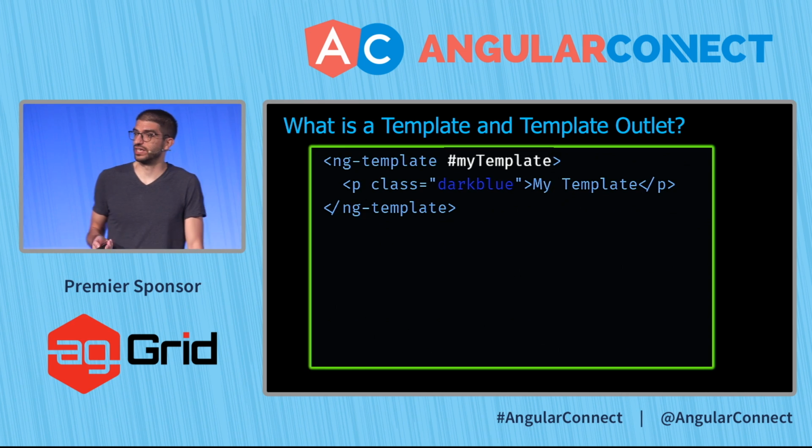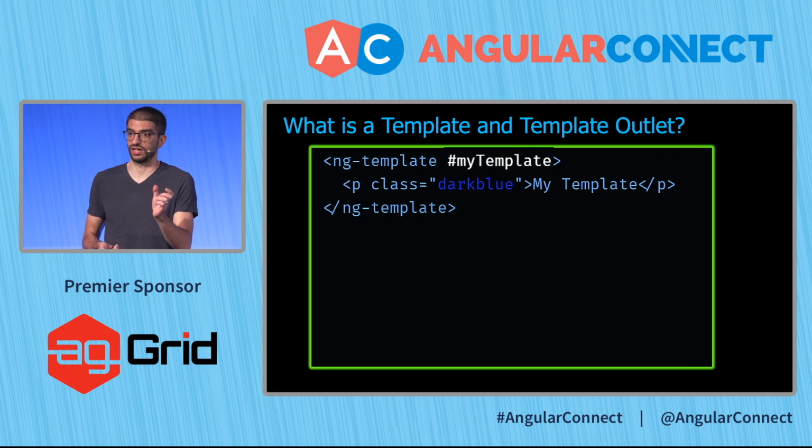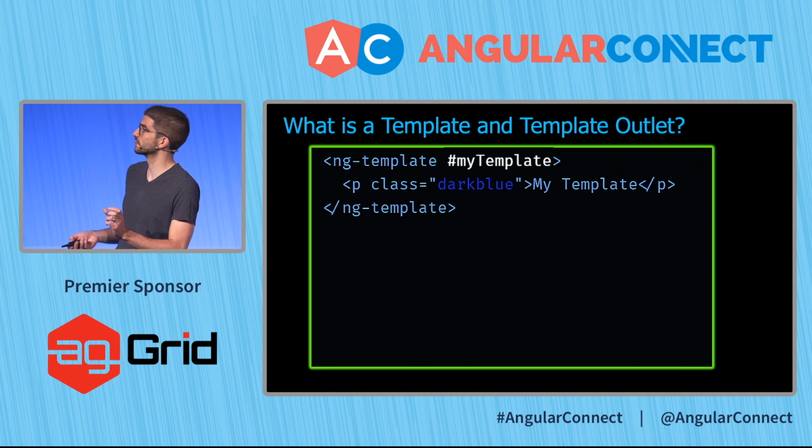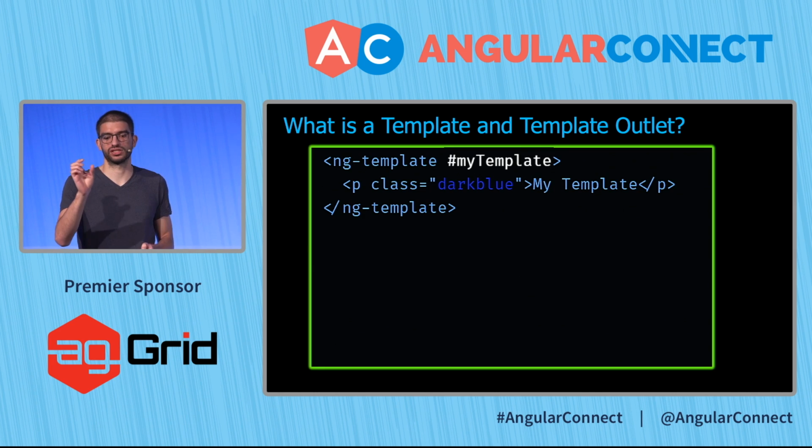First of all, you need to define your template. So here we're using this ngTemplate directive or element. And we're calling it with our template reference syntax, that's the hash. So you're saying hash my template. So here we have a template, and we can reference it with my template.